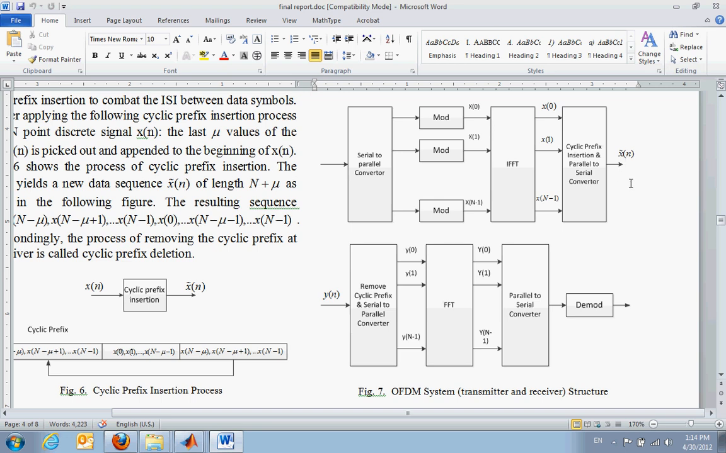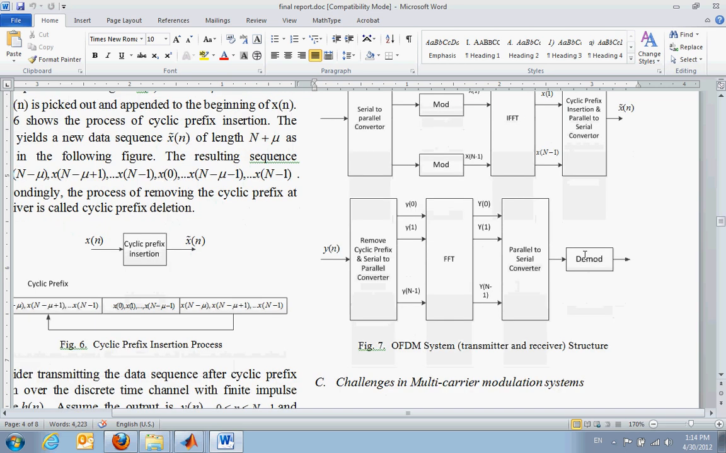The transmitted signal is sent through the wireless fading channel, and at the receiver, we do a removal of the cyclic prefix. And here is the 16 QAM demodulator. After demodulation, we get back the original high rate data stream.